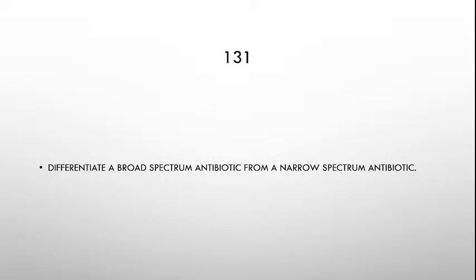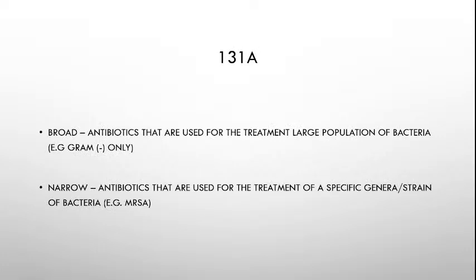Alright. Now, we can differentiate a broad-spectrum antibiotic from a narrow-spectrum antibiotic by basically reading broad and narrow. Narrow means that it's a targeted therapy, while broad spectrum covers a large group of microorganisms. Very easy, right? Broad spectrum antibiotics are used for the treatment of a large population of bacteria, i.e. gram-negative only. Okay? Narrow spectrum treats a specific genus or strain of bacteria. Example is MRSA. See? Easy, right?